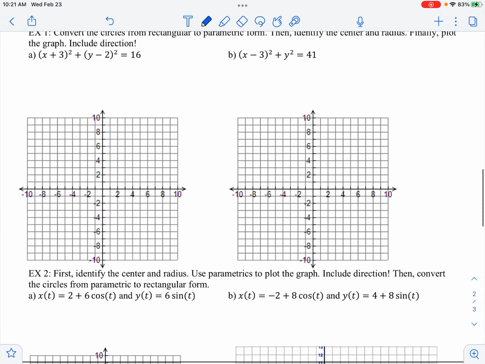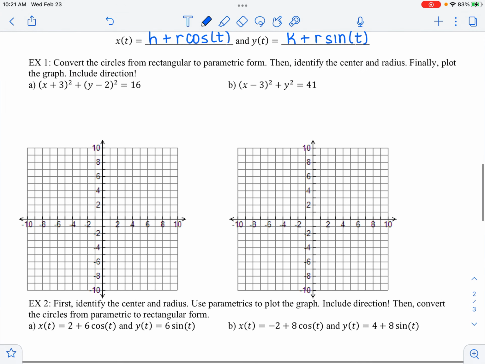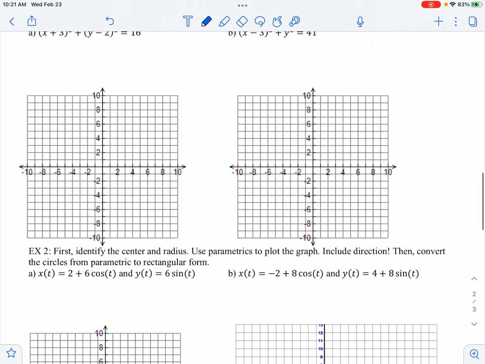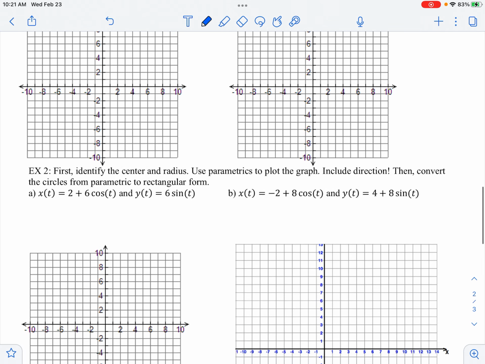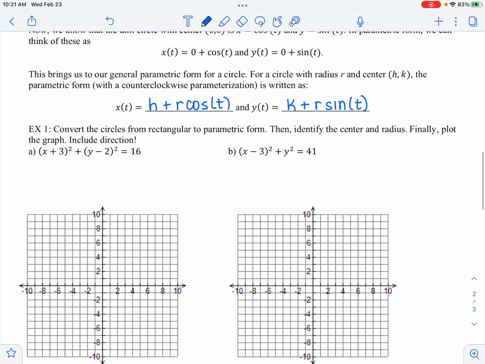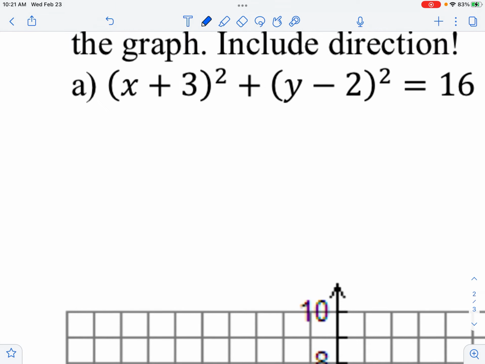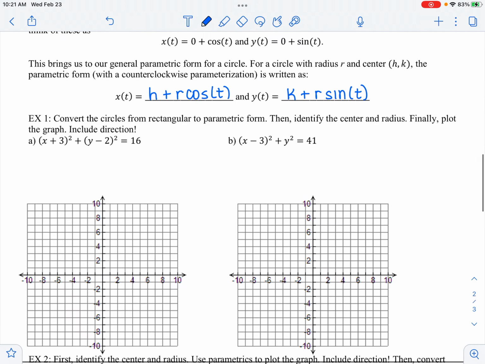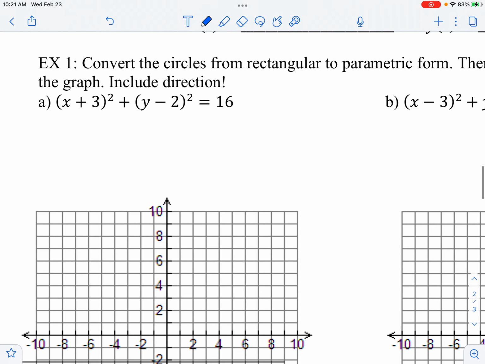All right, so we have 4 examples total. What I would like to do is example 1 with you, pause, you try example 2 and check it with mine. And then the same thing, or I should say I'll do A with you, you try B on your own. And then same thing for example 2. Okay, so example 1 says convert the circles from rectangular to parametric form. So I'm going to start with that, okay? It says then identify the center and the radius and then plot the graph, include direction.